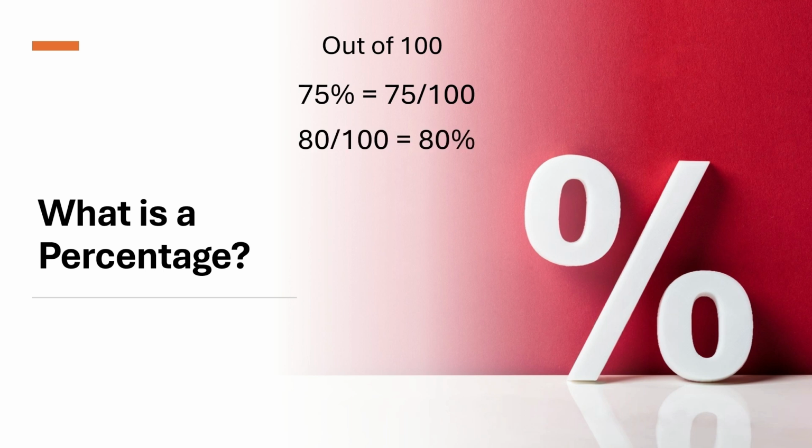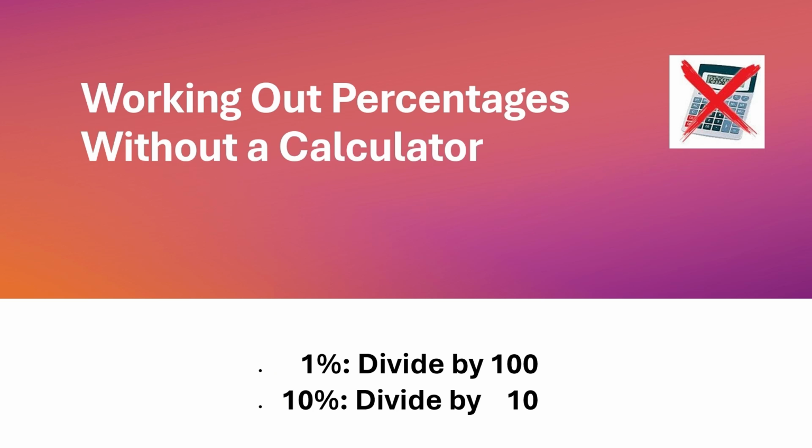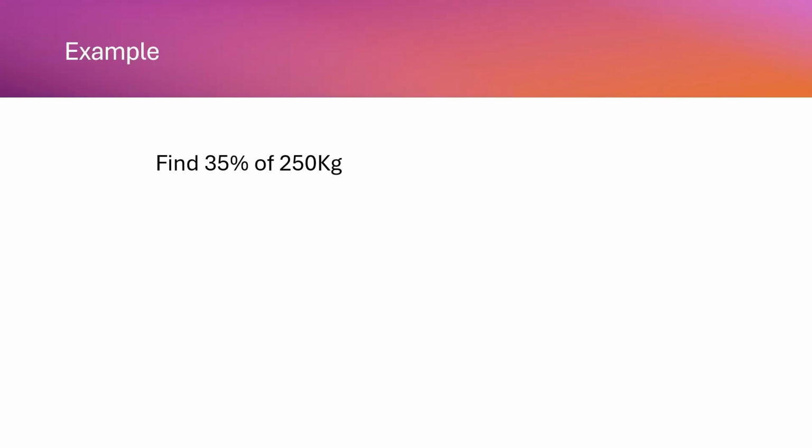Working out percentages without a calculator. Here's a simple method to quickly estimate percentages. To find 1% of a number, divide it by 100. To find 10% of a number, divide it by 10. Let's try an example. Find 35% of 250 kilograms. Break 35% into 30%, 3 lots of 10%, and 5%, 5 lots of 1%.